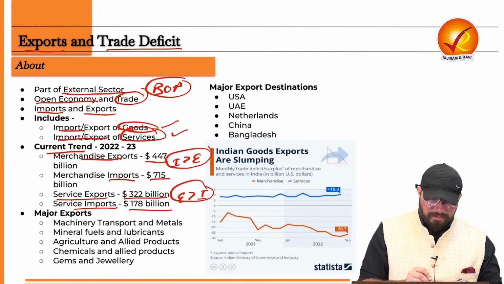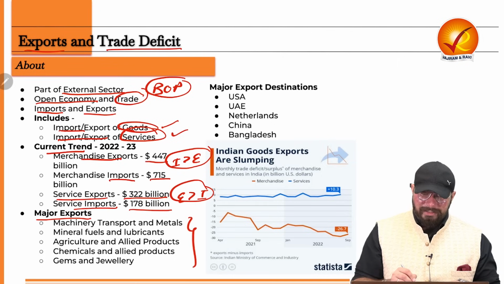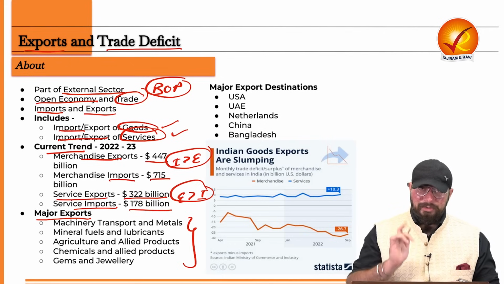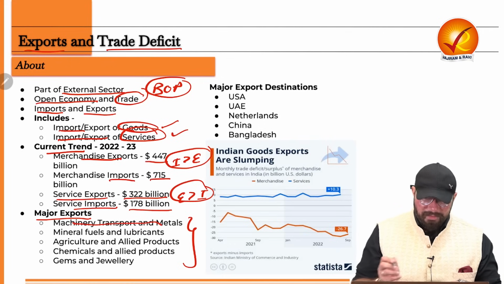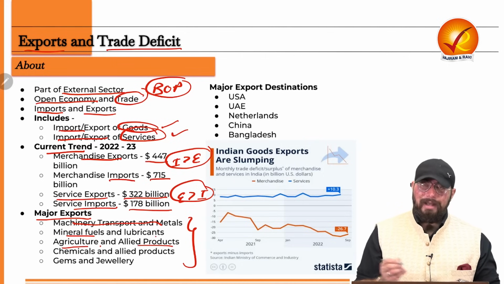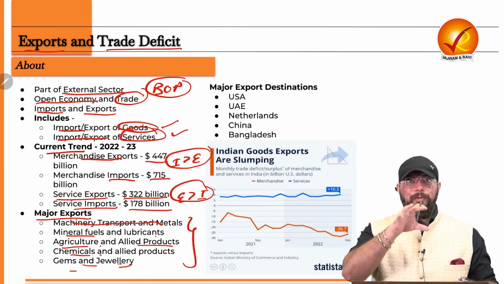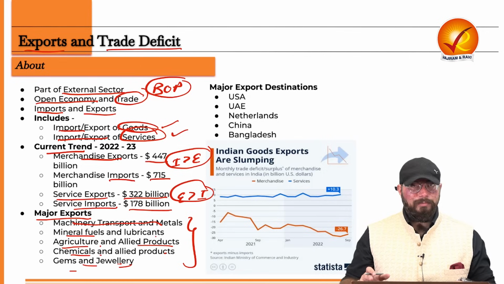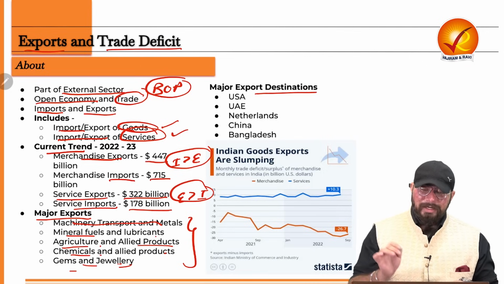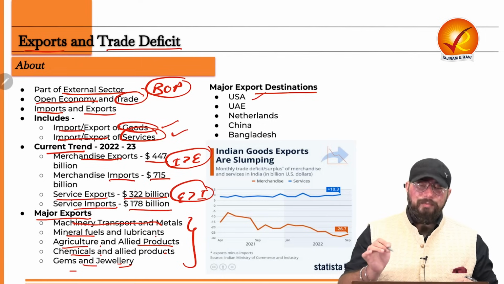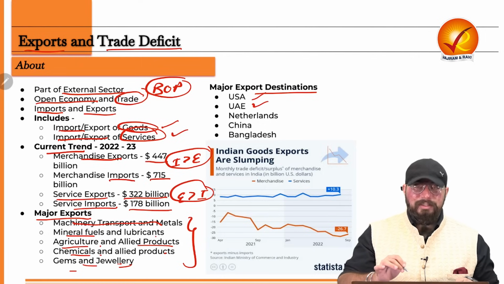Now, let's look at the major export commodities of India. That is whatever we export majorly to other countries based on goods. So first is your machinery, transport and metals. Then mineral fuels, lubricants. Third is agriculture allied products. Third is chemical allied products and gems and jewelries. So all of these are the products which form the top of the list of our exported items to the rest of the world. Now, what are our major export destinations? That is, we export majorly to which countries? First is obviously your United States of America. Second is UAE.